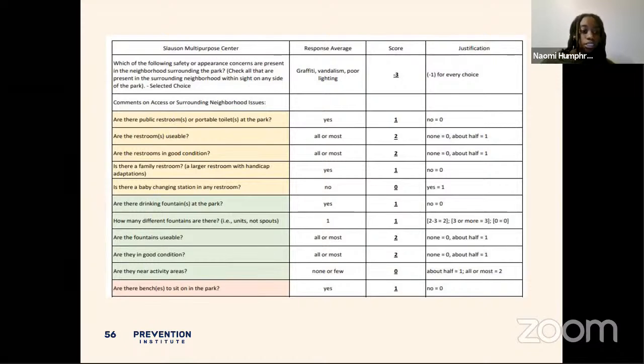It was composed of questions like, are there restrooms at the park? Are these restrooms usable? Are there drinking fountains? And if so, are they usable? Are there benches, tables, places where families can sit, and so on.